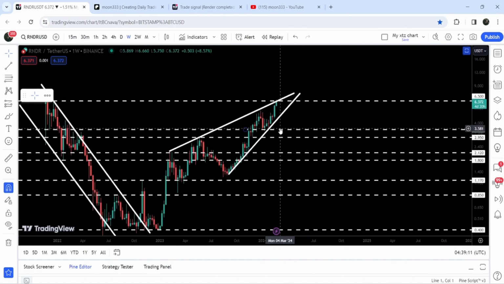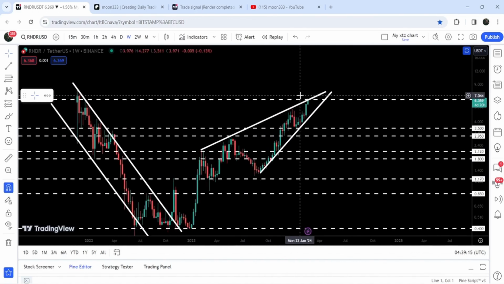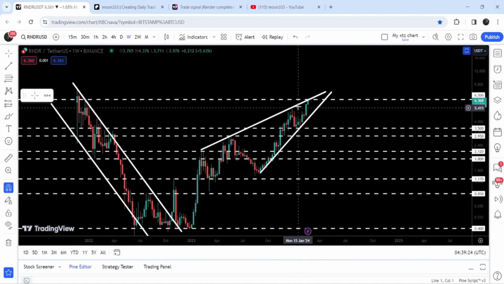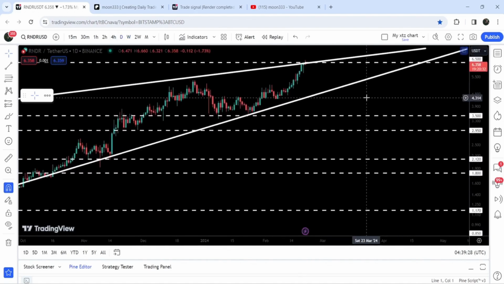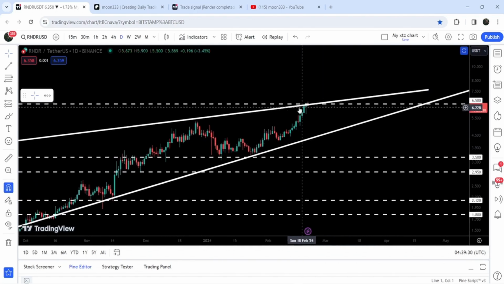And now recently Render has formed this rising wedge pattern, and right now it is trying to break out this resistance of the rising wedge pattern. At the same time, it is also trying to break out the $6.50 resistance as well that was previously working as a resistance here, and now you can see that the price line is struggling to break it out. If we take a look at the daily time frame chart, then you can see that still this is the third day that the price line is trying to break out these two resistance.